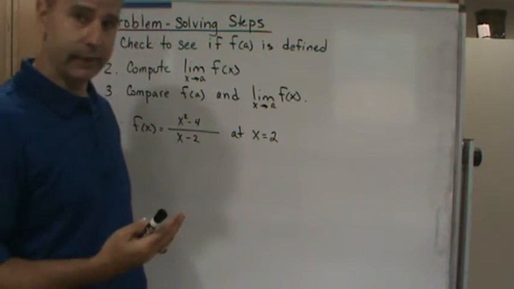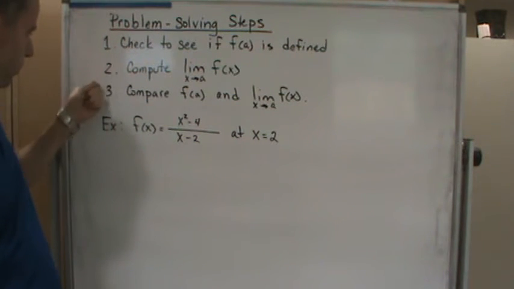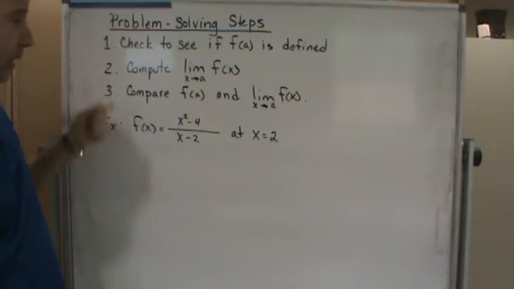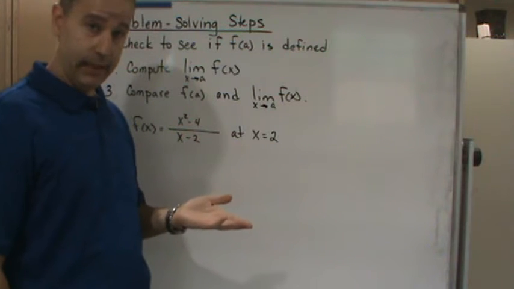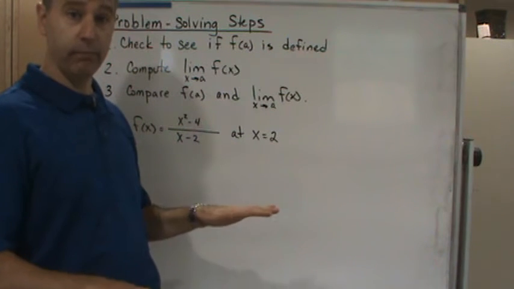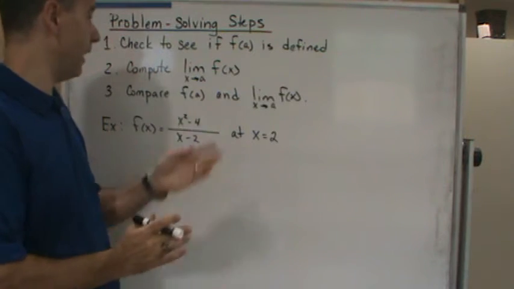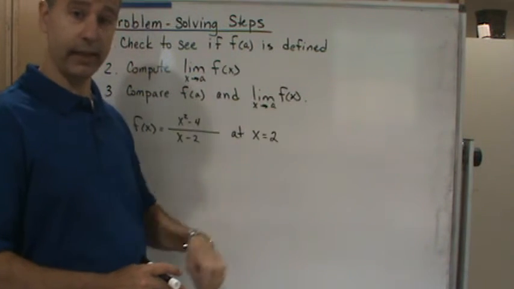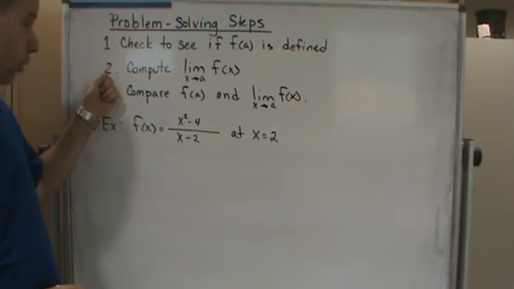So, it's really simple. What you're going to do is check all three conditions. You start with condition number 1, and you check to see if f of a is defined. If f of a is not defined, then you're done. We know that it's discontinuous at the point. If f of a is defined, then go to the next step. Check the next condition, which would be condition number 2.